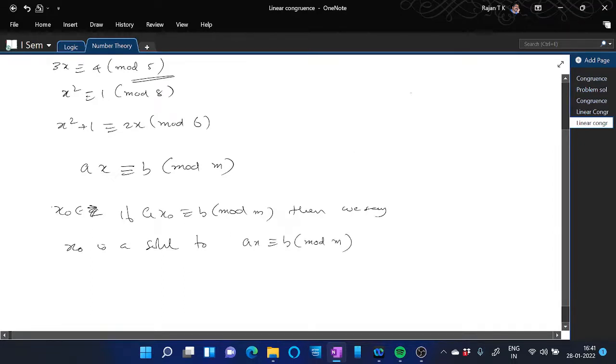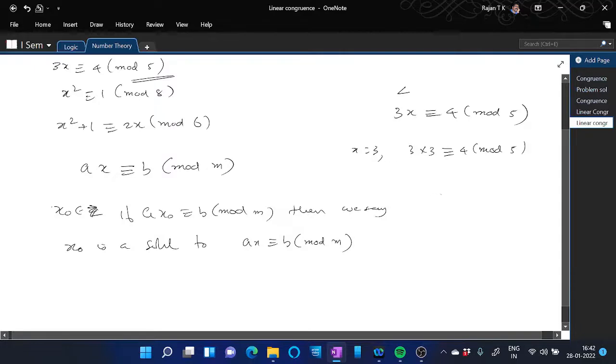For example, consider the congruence 3x congruent to 4 mod 5. Now it is very clear that when x is equal to 3, 3 into 3 is clearly congruent to 4 mod 5, because 3 into 3 is 9, and 9 minus 4 is divisible by 5. And therefore 3x congruent to 4 mod 5 has a solution 3.